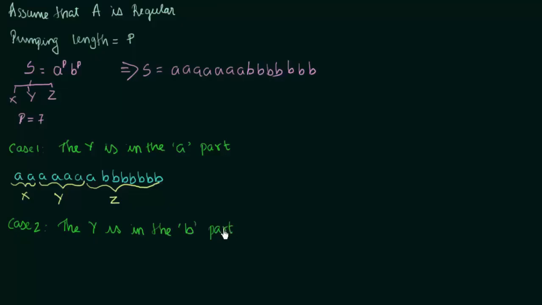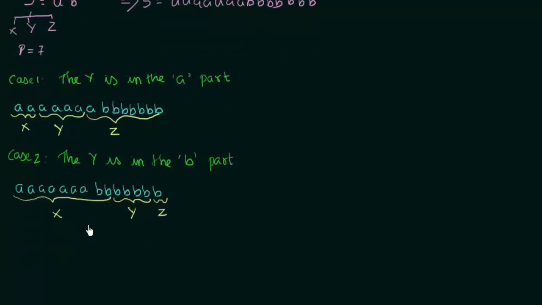Alright, so what do I mean by this? Let's say we have 1 2 3 4 5 6 7, 1 2 3 4 5 6 7. Now I will divide it in such a way that the y is in the b part. For that, let me take these four b's from here. Okay, this is my y, and then this whole part is x, and this one will be z. So y contains only b. That is the case number 2.